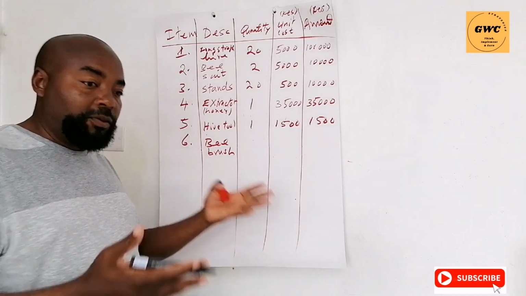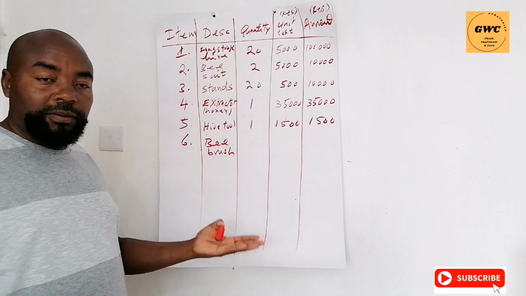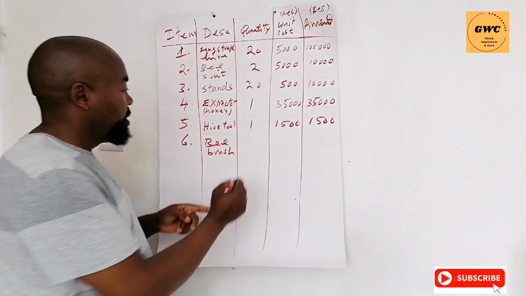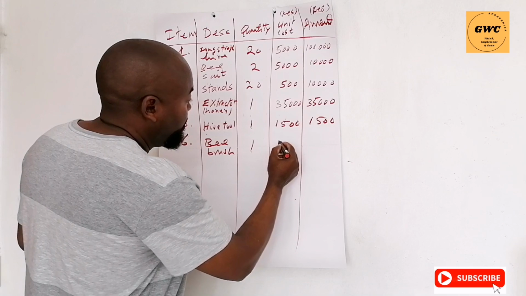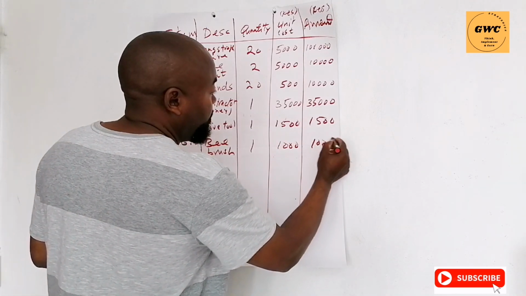When you're harvesting and removing your frames, bees are everywhere. You try to brush off the bees, so you'll be needing this, one of them. And this one you can get for 1,000 Kenyan shillings. So that comes to 1,000.